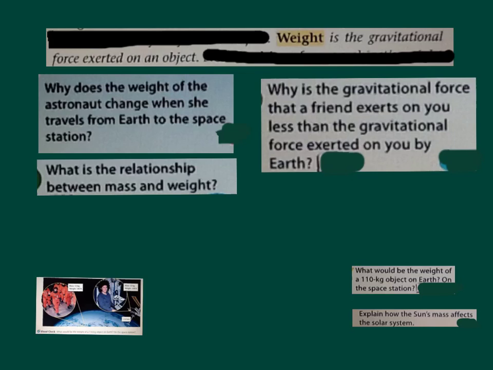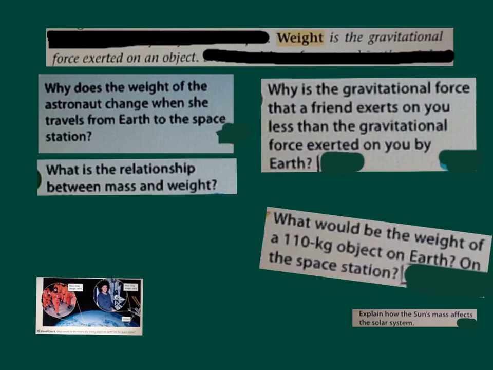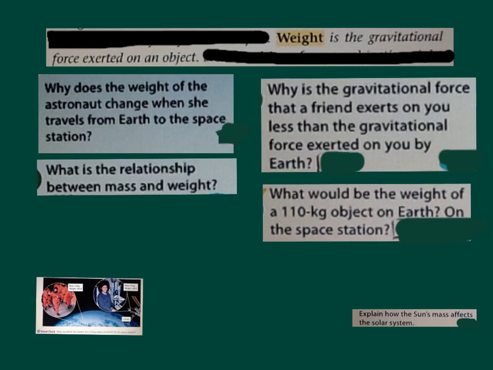Why is the gravitational force that a friend exerts on you less than the gravitational force exerted on you by Earth? Okay, so your next question is one you're going to have to use the diagram of the astronaut to answer. This diagram that was over here, okay? What would be the weight of a 110 kilogram object on Earth, and then that same object on the space station? Again, you're going to need to use this information. These two boxes will help you. Okay, take a look and see what you can do with that.